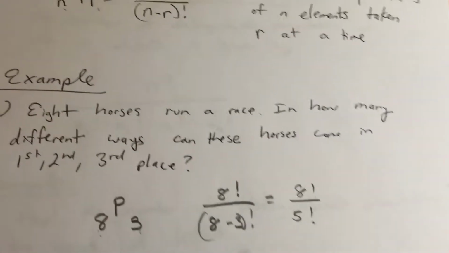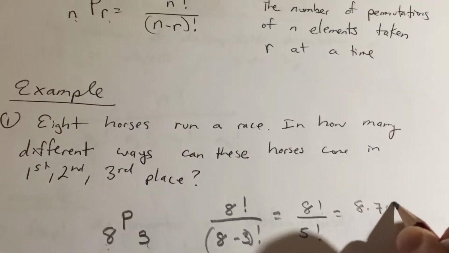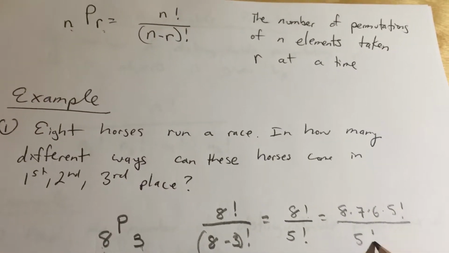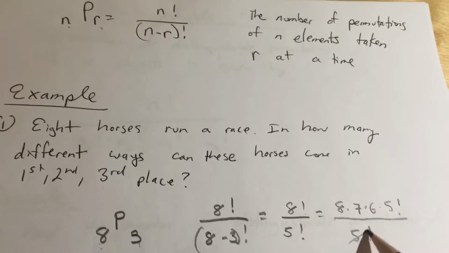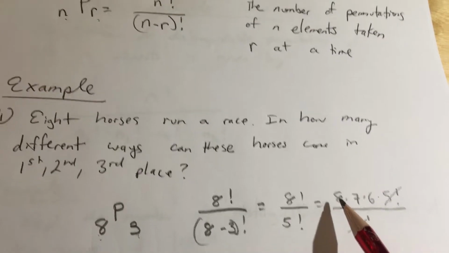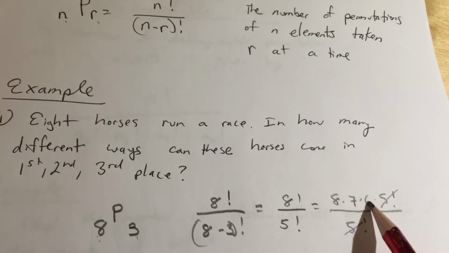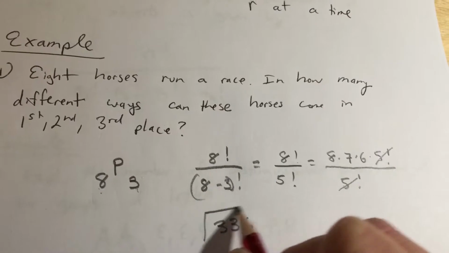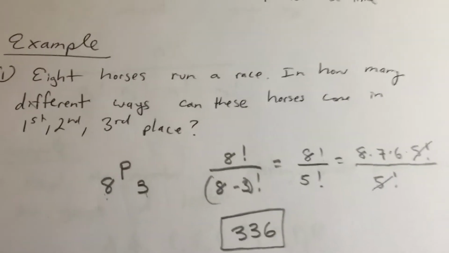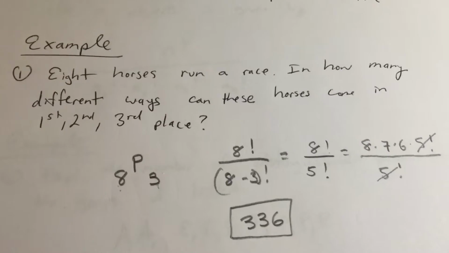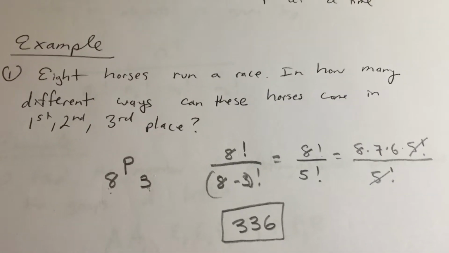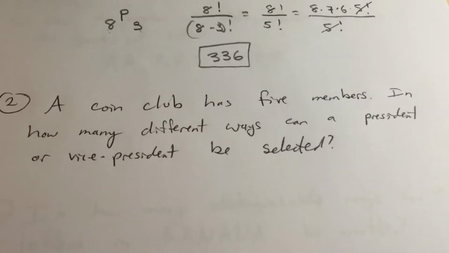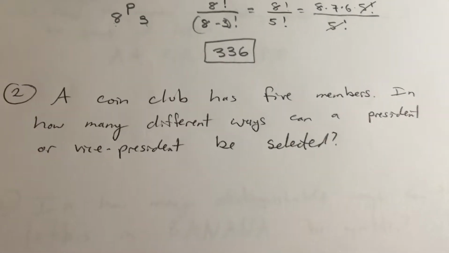We've already had practice simplifying this. So 8 times 7 times 6 times 5. I'm going to stop at the 5 because I see a 5 factorial on the top and on the bottom. So the 5 and the 5 cancel out, and all you have to do is multiply 8 by 7 by 6. That means there are 336 ways that the top 3 places can be determined in this 8 horse race. Okay, why don't you try this next example and see if you can set it up.